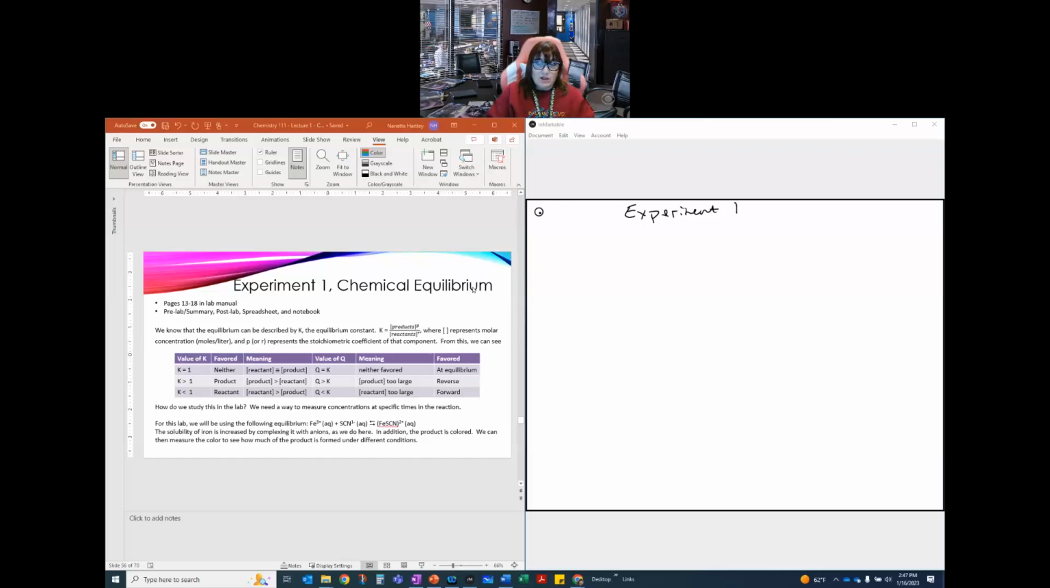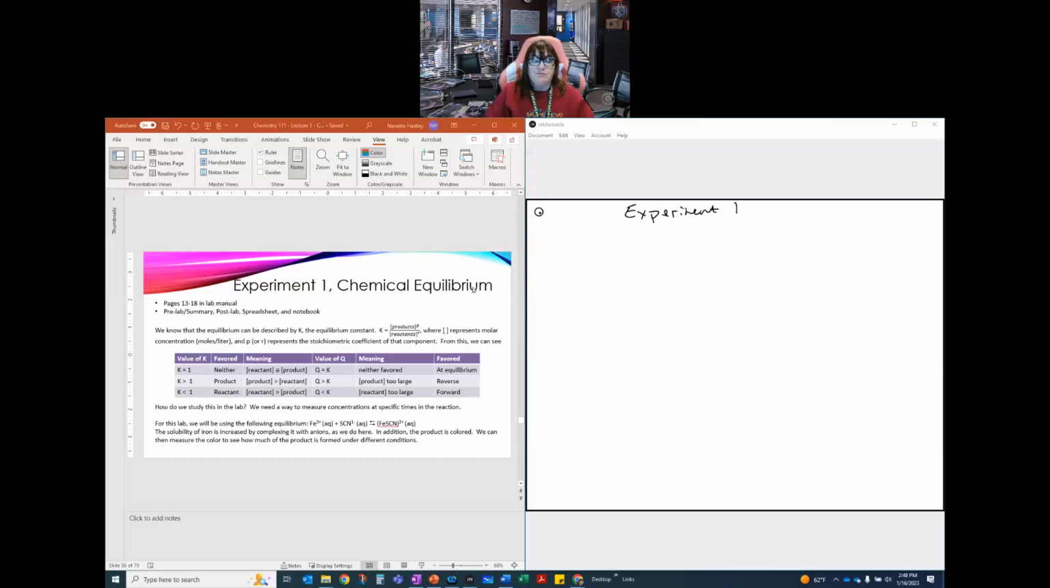If my Q, the reaction quotient, so not the equilibrium condition, but whatever condition I'm in now, is equal to K, then I'm at equilibrium and everything goes forward and back just as it's supposed to. If my Q is greater than K, then my concentration of product is too large, and so I'm going to favor the reverse reaction. Sorry. If my Q is less than K, then my reactant is too large. So I need to go forward to get rid of it, okay?